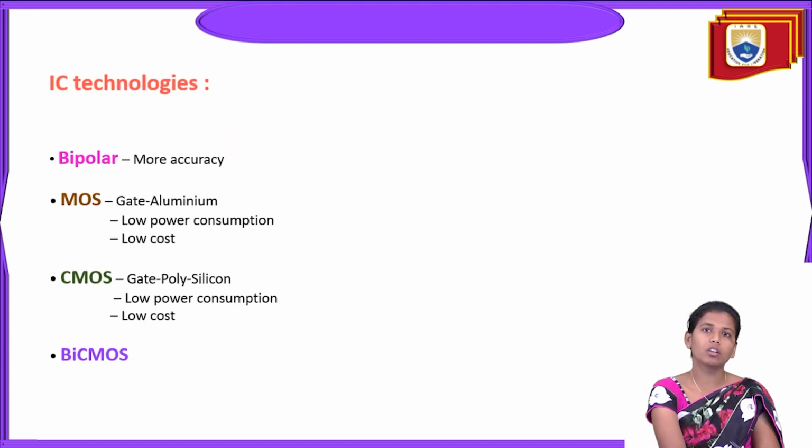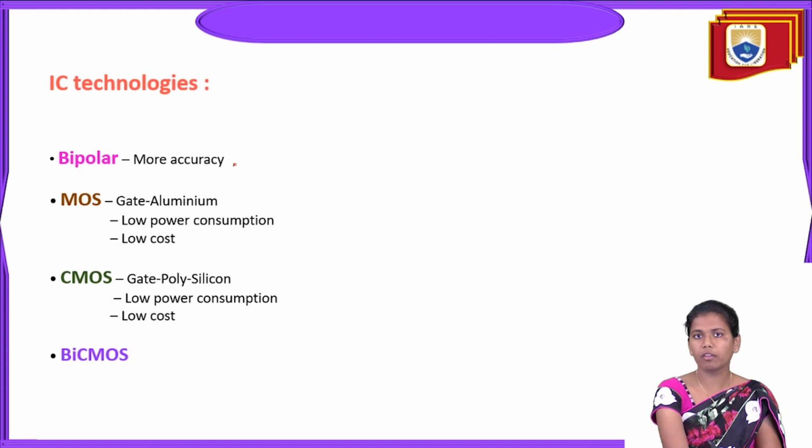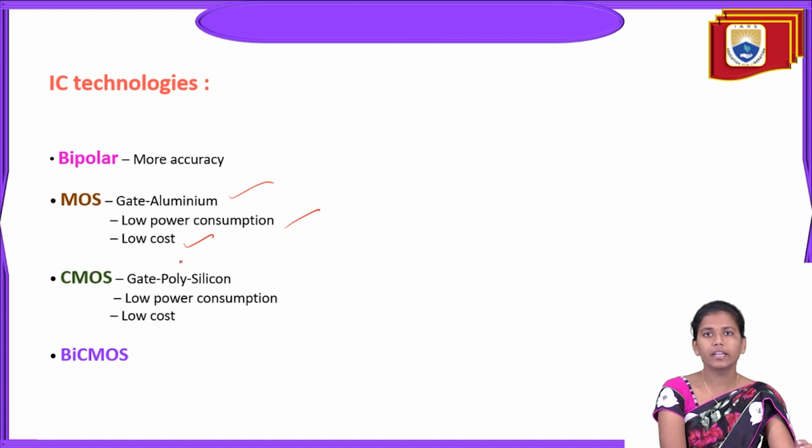And now we'll see the technologies. After the evolution of integrated circuits, the technologies which have come across based on these ICs are, first one, bipolar technology, where the accuracy is more for bipolar transistors. And then MOS transistors. MOS is metal oxide semiconductor transistors, and these transistors use the gate aluminum, the power consumption is low, and they are low cost. So these are the advantages and the evolutions of the different technologies in integrated circuits.